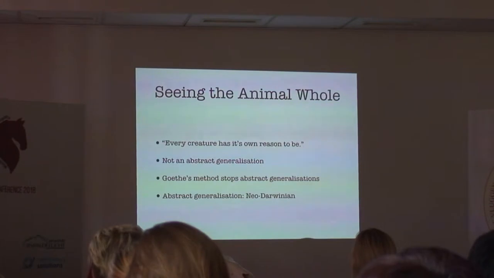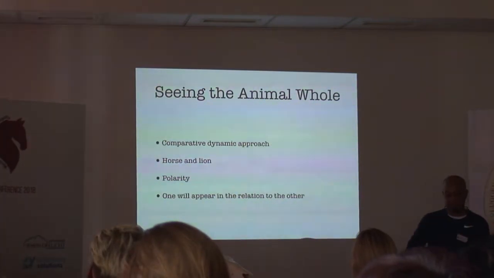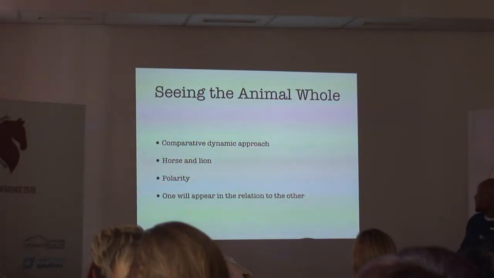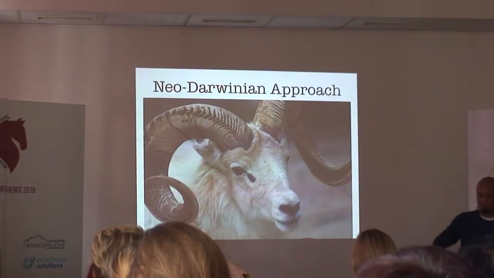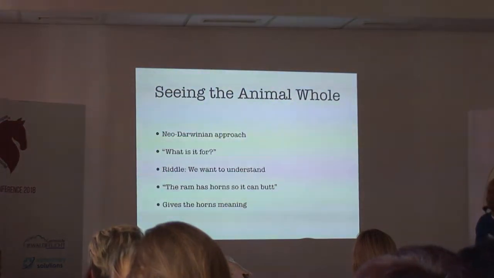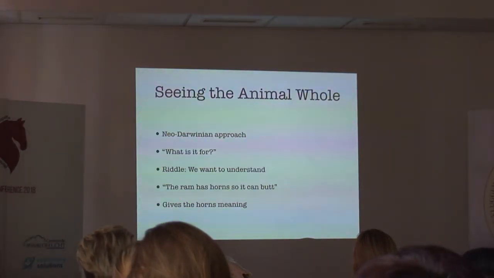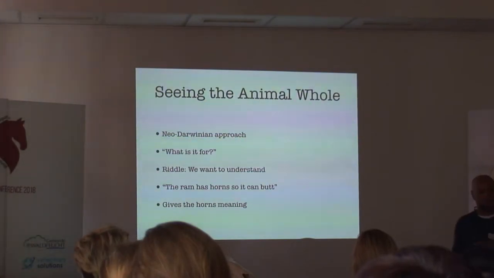Every creature has its own reason to be, not an abstract generalisation. I'm going to skip some things and we get straight to parts and wholes of animals. We have this neo-Darwinian approach towards animals. We talk about what things are for rather than how things function. What is a who for? You shouldn't say what is a who for, you say how does a who function. It's completely different.